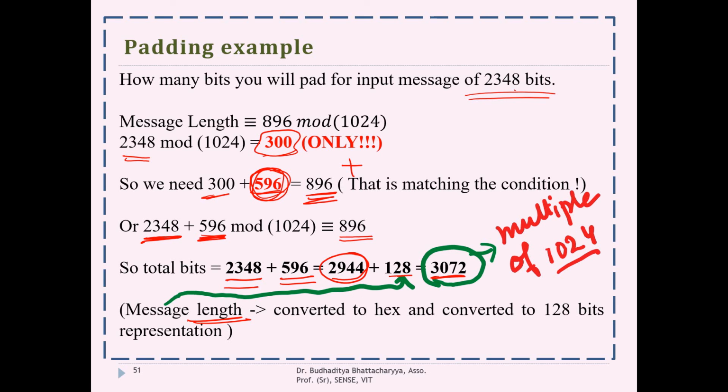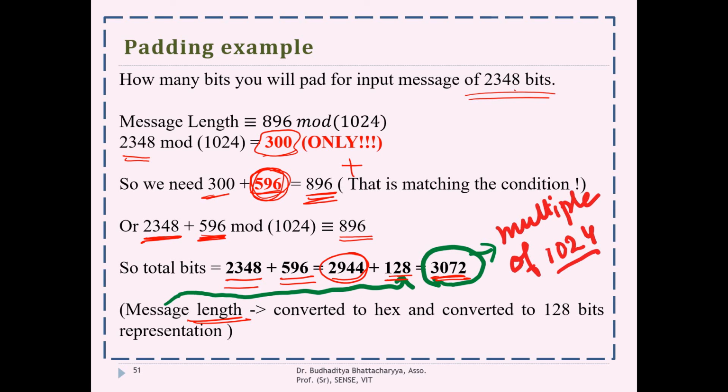If you keep it at 2944, it is not a multiple of 1024. So when this 128 bits gets added, the final answer is 3072, which is divisible by 1024 into 3 blocks. Whatever the number of bits, for example we started with 2348 bits here, make sure that it is congruent to 896 mod 1024.